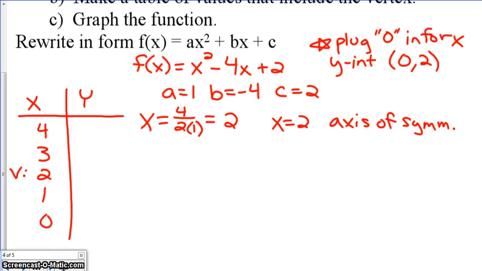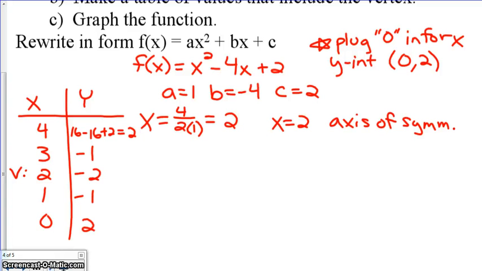So when we do that, we get 16 minus 16 plus 2. So a point on our graph is going to be 4, 2, and so on. When we substitute all of these in, you can see our t-chart shows that on opposite sides of the vertex, our y values are the same. Because of that axis of symmetry, those y values on the opposite side of the vertex should be the same.